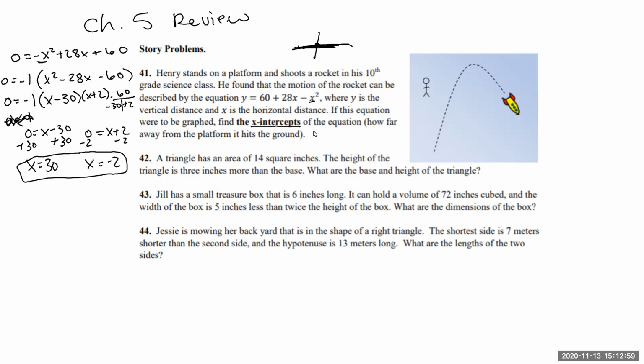Okay, so now we can either leave it like that or we can put it into xy form. So we can say that it is 30, 0, and negative 2, 0. Okay, going on to 42.